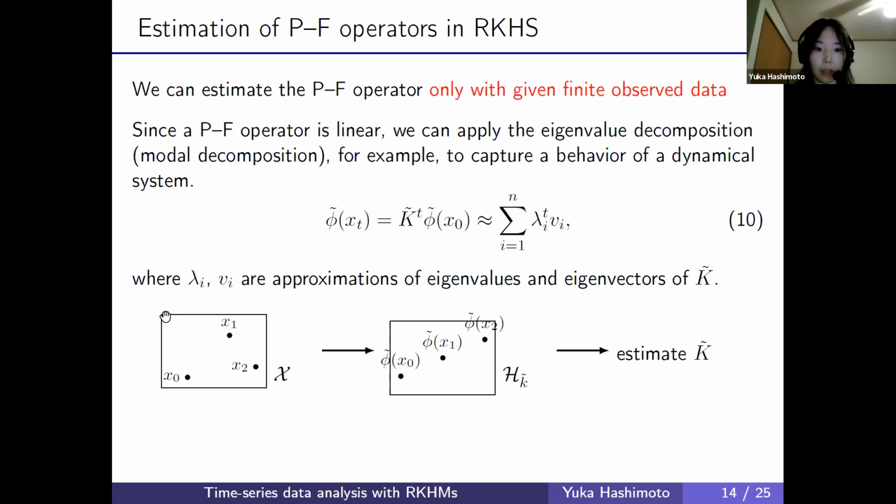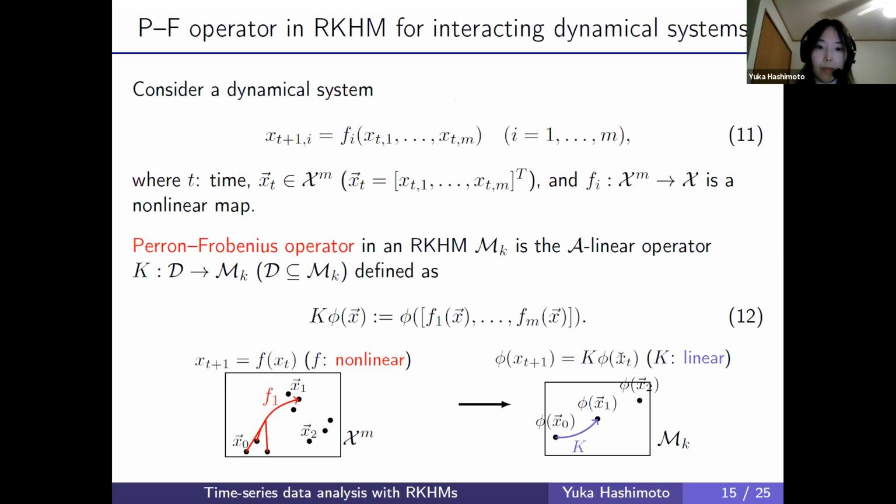And let me summarize the framework of the analysis of dynamical systems in RKHS. We are only given finite observed data, and then we transform this data into vectors in RKHS. Then we estimate the Perron-Frobenius operator in RKHS. We now consider generalizing it to RKHM.